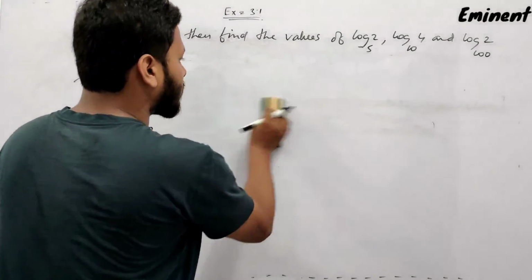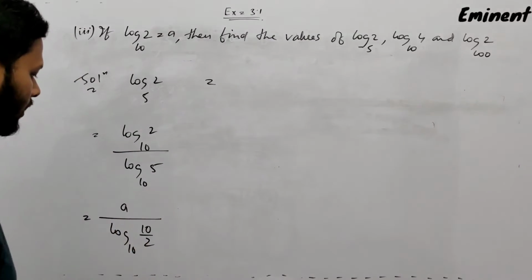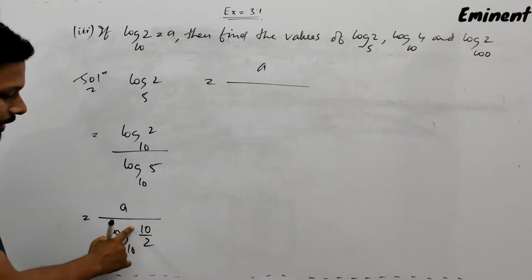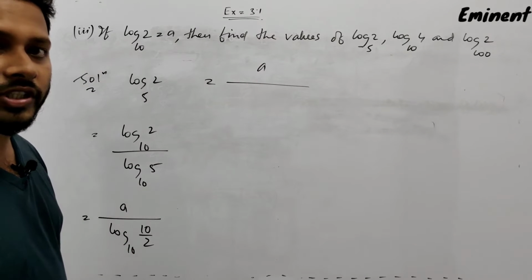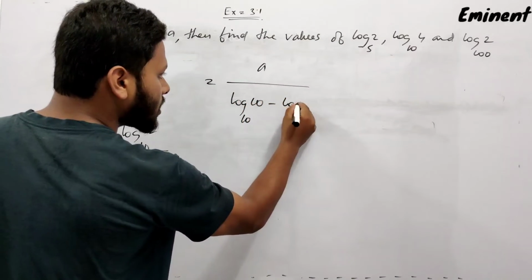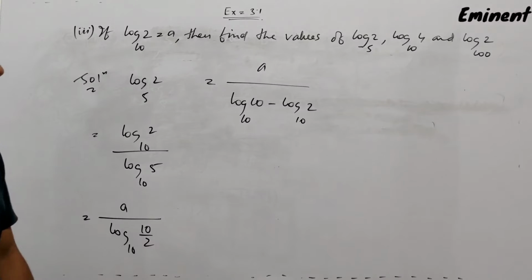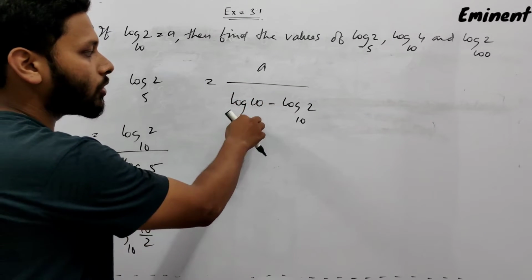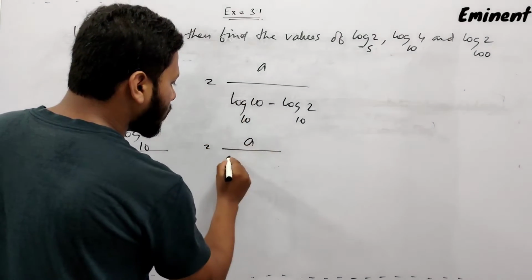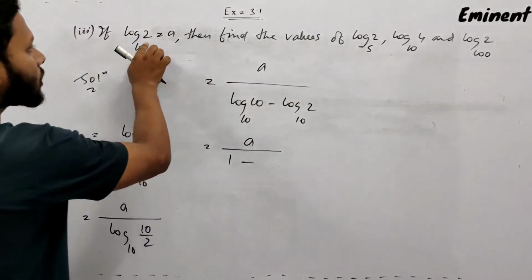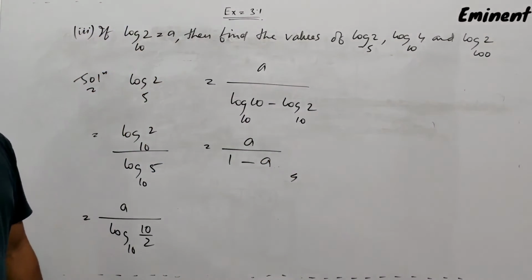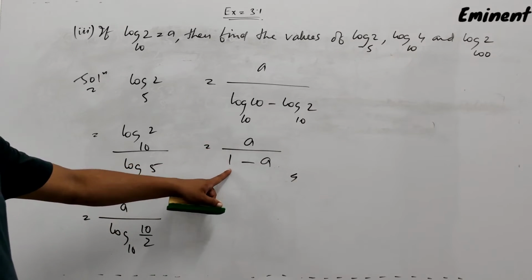Now let's do the next part. So this part can be written as a by, and here you can see that 10 by 2 is there, that means we have to apply the quotient law, right? So we'll apply it here: log base 10 of 10 minus log base 10 of 2. The value of the first one will become 1, as both the base and the number are the same. So it can be written as a by 1 minus, and the value of log base 10 of 2 is also given in our question, it is also a. So our answer is a by 1 minus a. This is the answer of this first part.